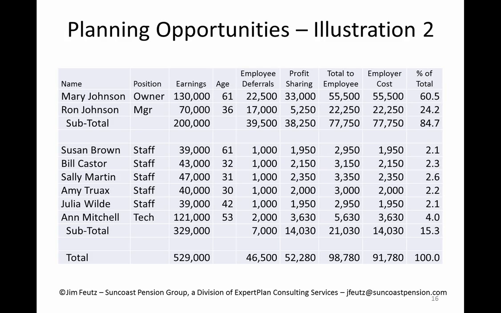Now the employee contribution needed to pass the test, even though Mary gets 25.4%, the staff only need to get 5% of compensation. And in fact, one of the employees, Ann Mitchell, who is a high-paid technician, because this year she made $121,000, last year she made $120,000, so she's highly compensated. She only has to get 3% contribution. That's the top-heavy minimum. And if Mary wanted, she can contribute more than 3% for Ann, but she wouldn't have to. So in this illustration, the Johnsons get 85% of the total.